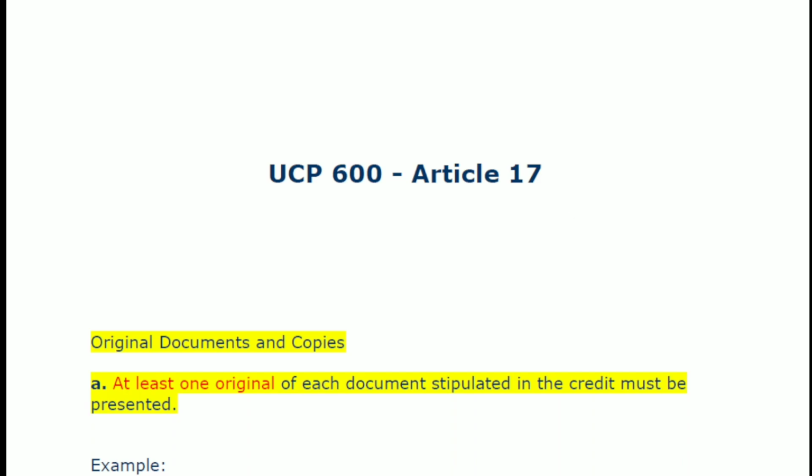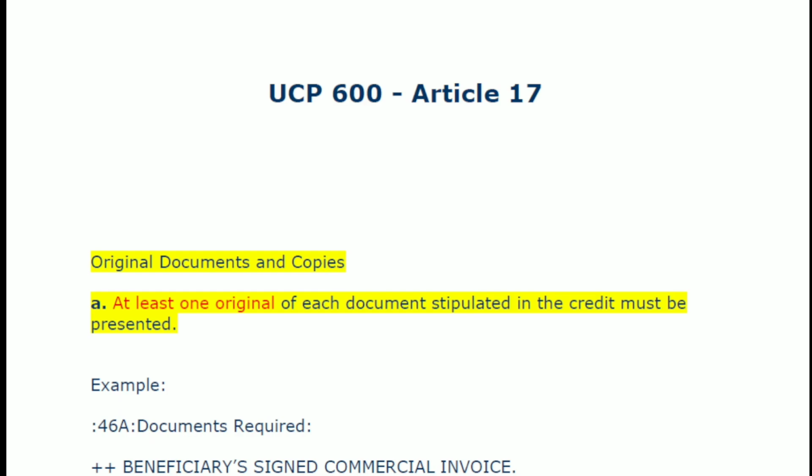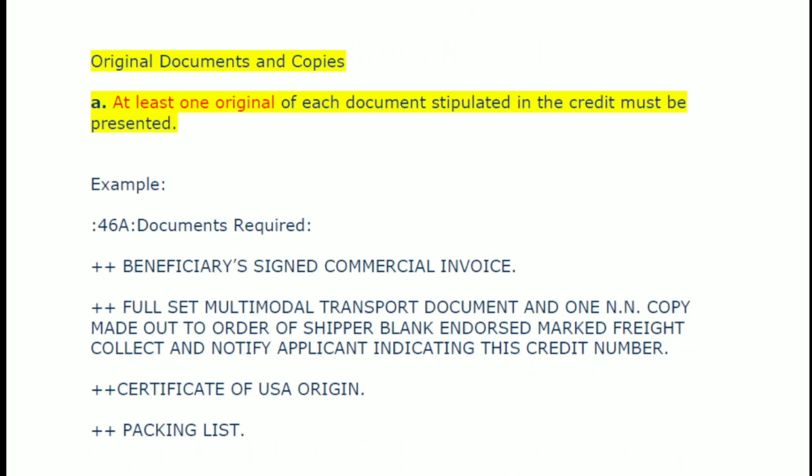Today we are going to discuss UCP 600 Article 17. It's about original documents and copies. So point number A: at least one original of each document stipulated in the credit must be presented. We will understand this clause by an example.